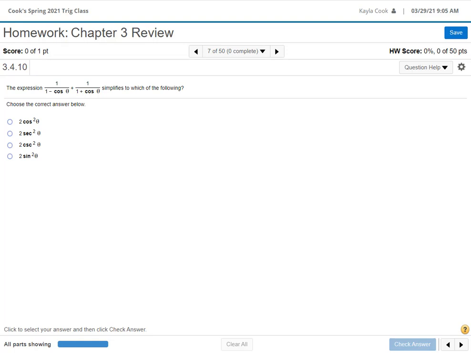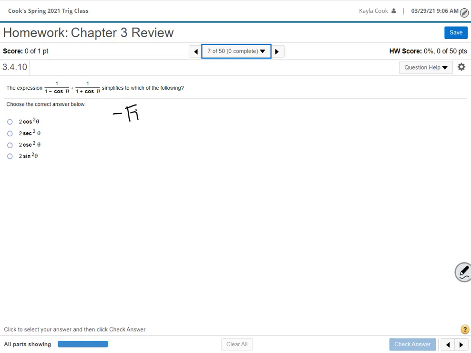And one of the first things I like to do is ask, can I rewrite this in terms of sines and cosines? Well, in this case, it's already in terms of cosine, so that's not going to help me very much. Then the second thing I want to do, since I see the word simplifies here, is ask, can I get this as a single expression instead of 2 terms? And to do that, I am going to need a common denominator. Since 1 minus cosine theta and 1 plus cosine theta share no factors in common, I'm just going to say my common denominator.